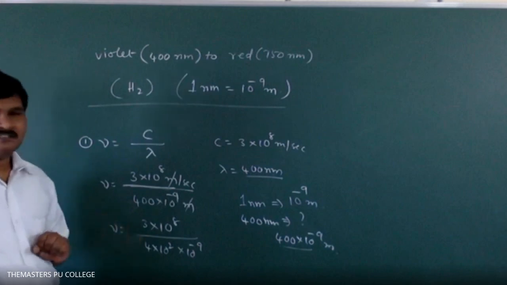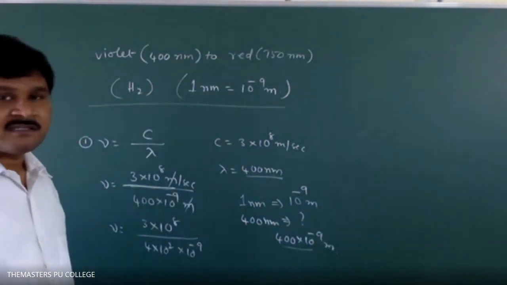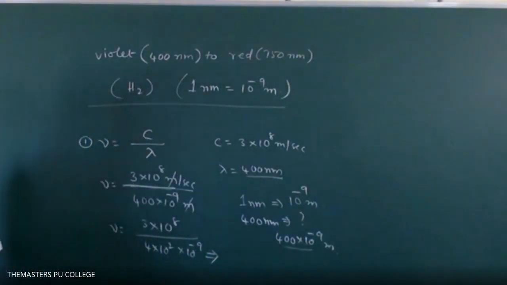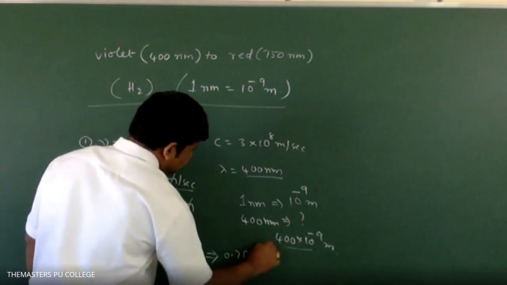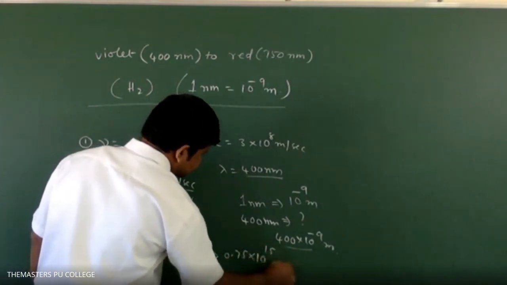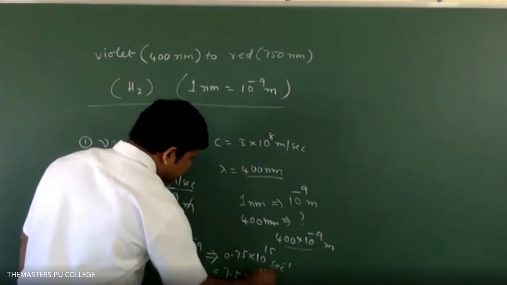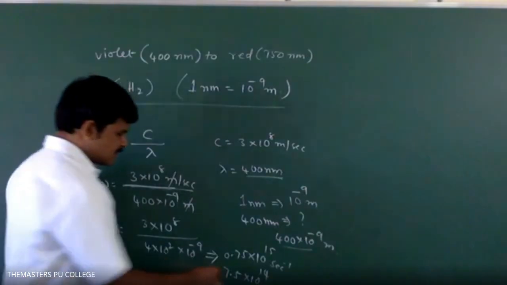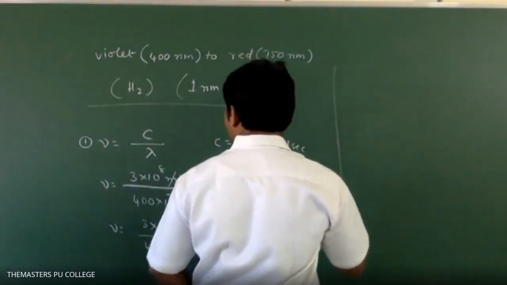Okay? 3 by 4, how much? 3 divided by 4 is 0.75. So 0.75 into 10 power 15 second inverse. Second inverse means hertz. In scientific notation this is 7.5 into 10 power 14. Yes, sir. So this is how you have to do it.